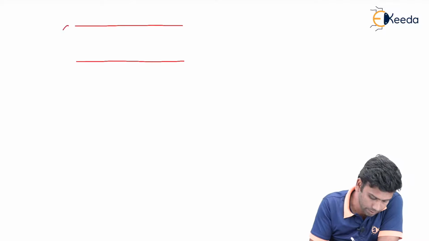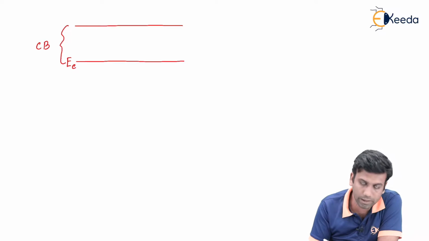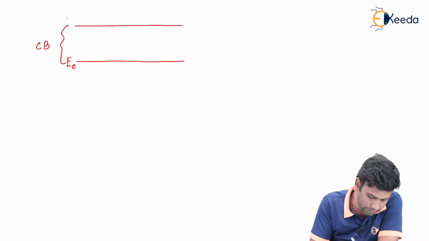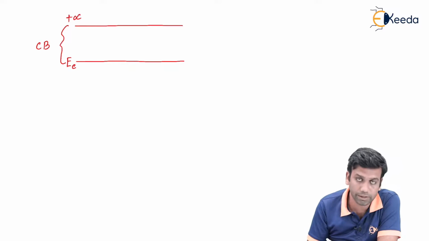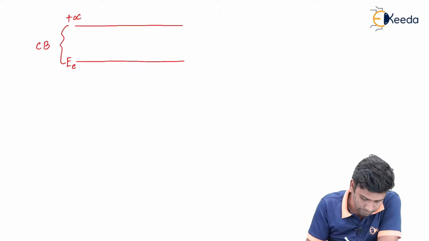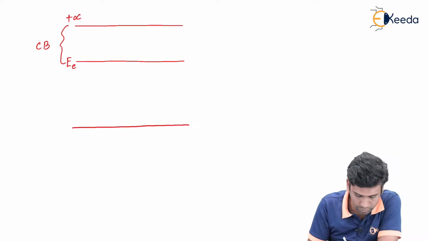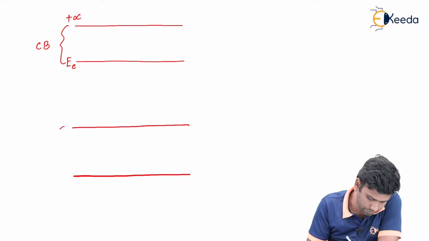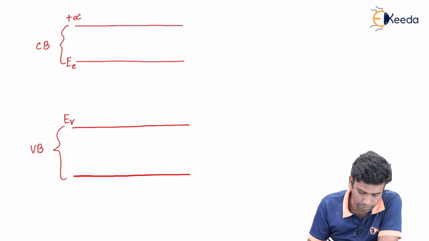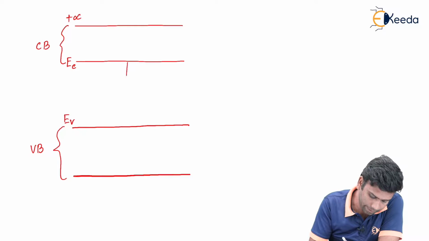This is the conduction band, and this is the EC energy level, and this is the plus infinite energy level. Similarly, we can draw a valence band, and this is the EV energy level, and this is the band gap of the semiconductor.